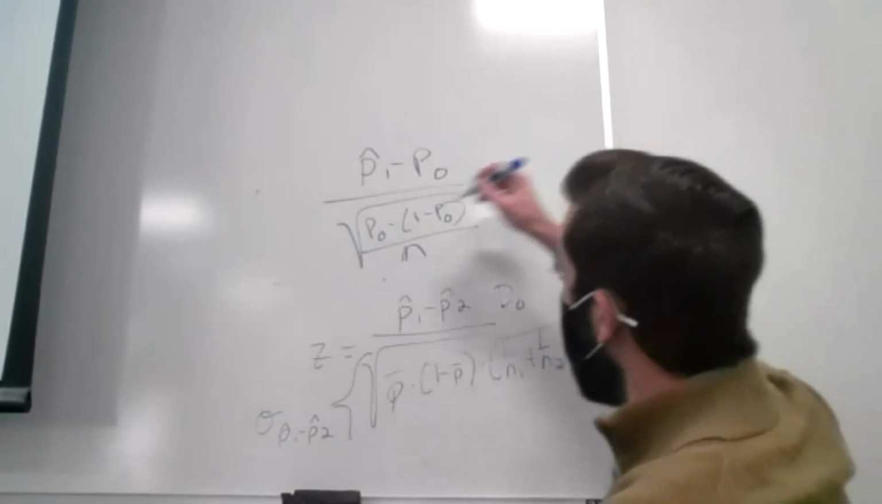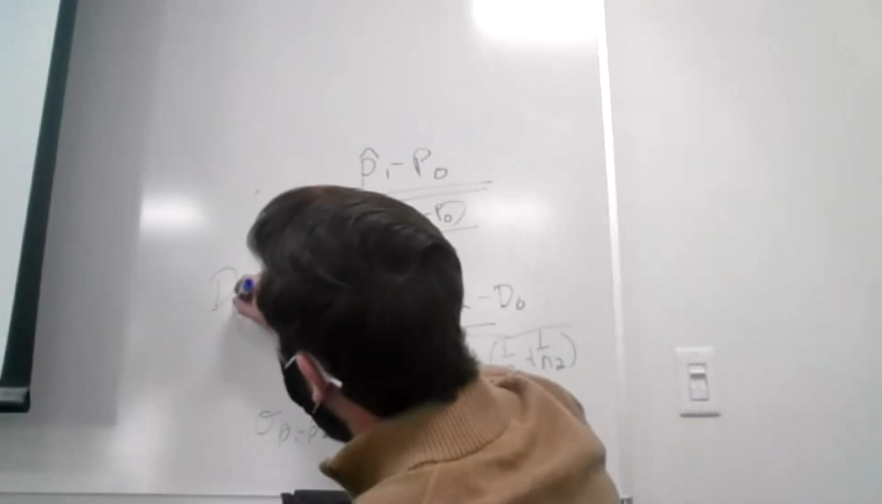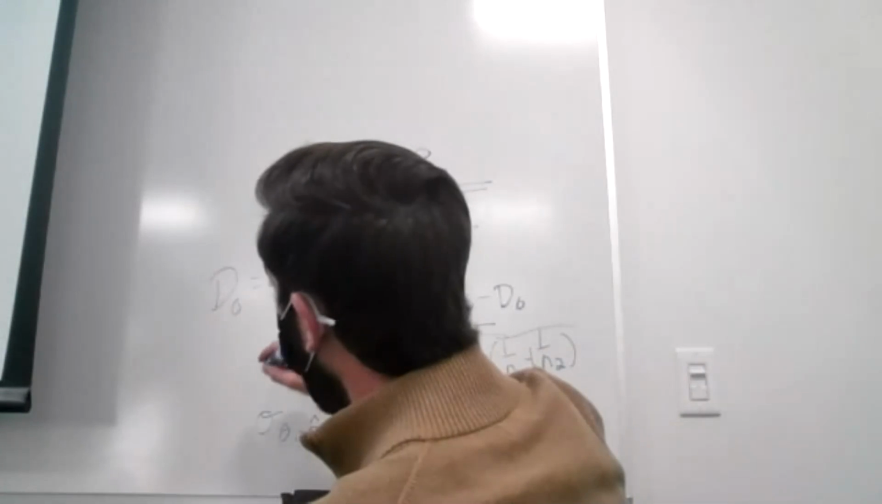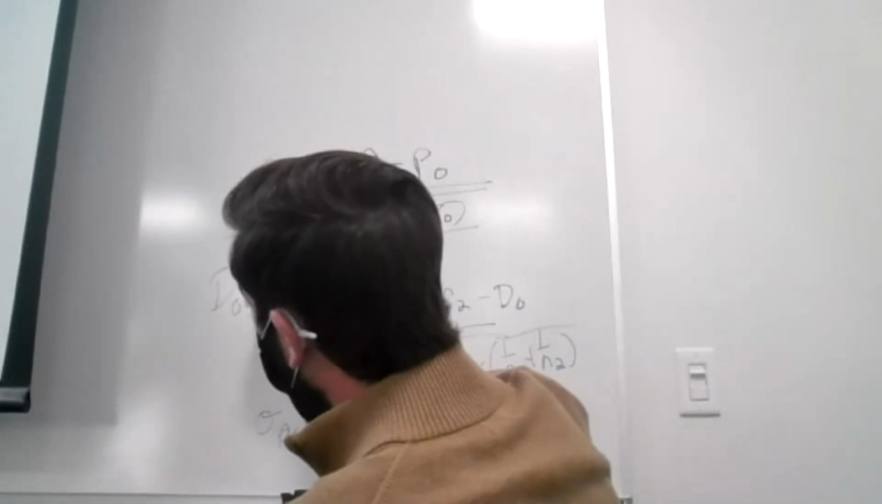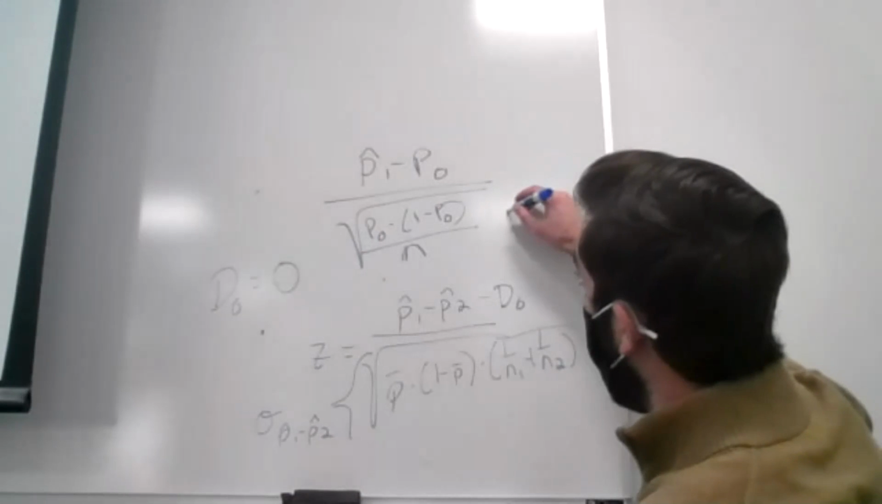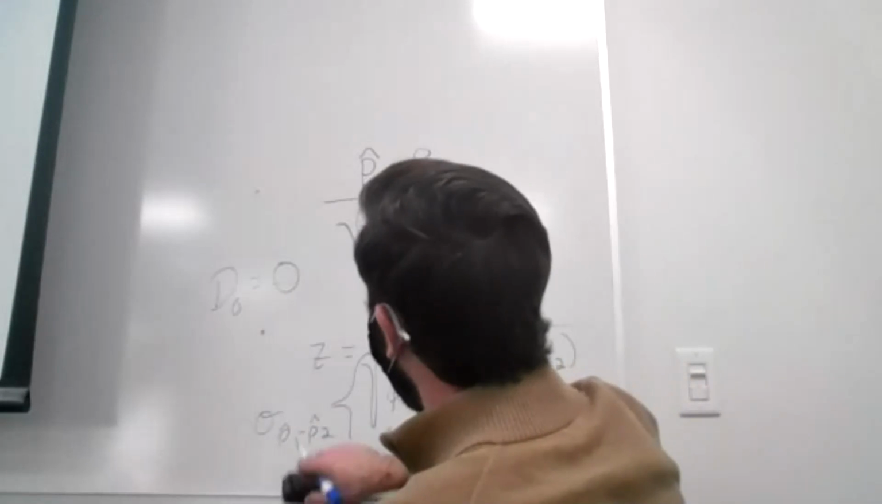Well, the problem is we have an assumed true difference now. So if we assume the difference is equal to 0, it could be that, think about this as, I'm going to run out of room here.